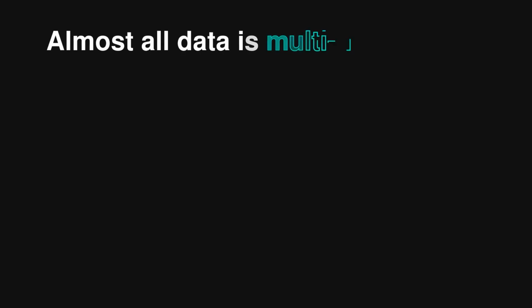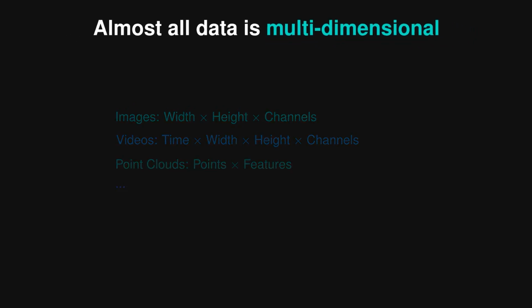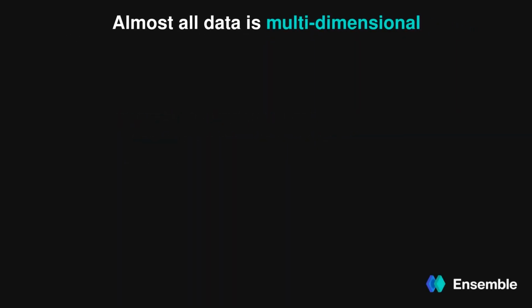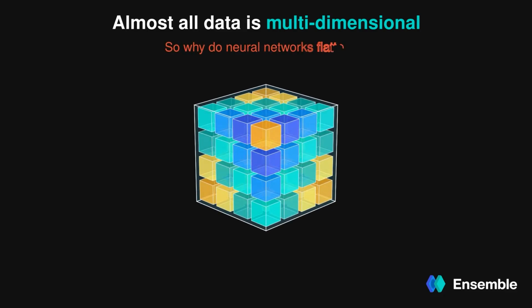In the world of AI, we are constantly working with data that has multiple dimensions. Images have width, height, and color channels. Videos add time. Point clouds combine spatial coordinates with features. This rich, structured data is everywhere. So here's the question. Why do neural networks flatten the data they want to learn from?